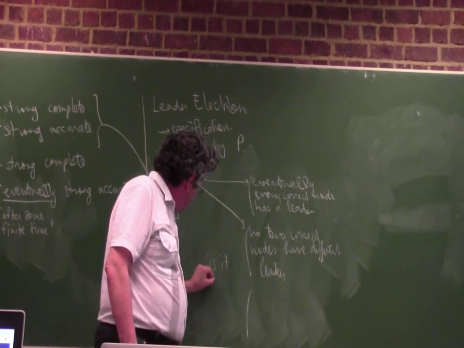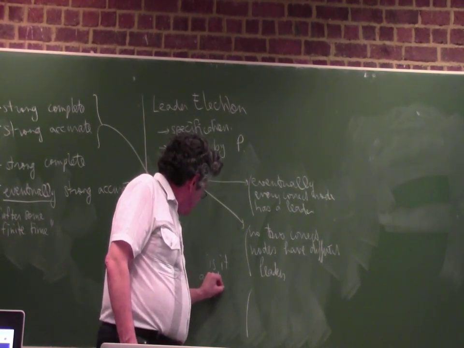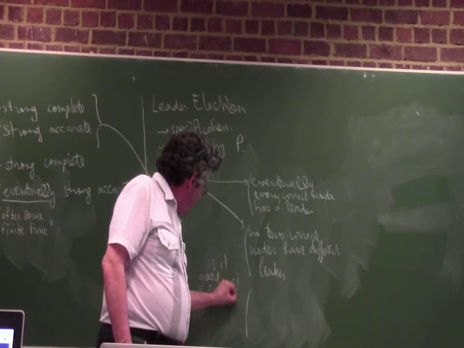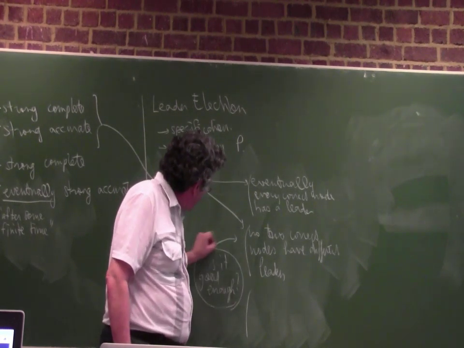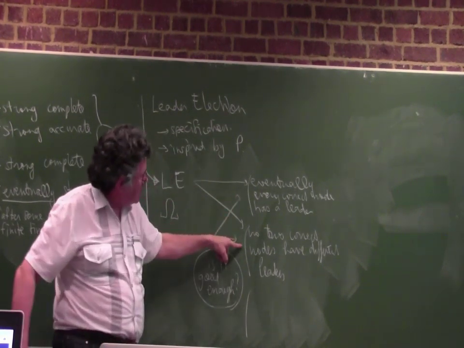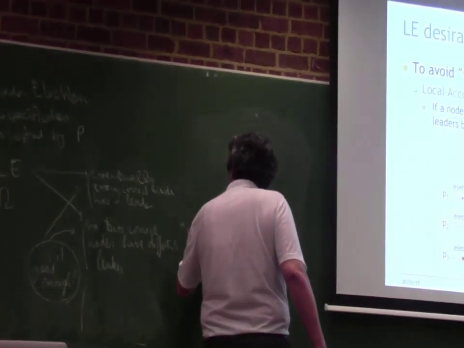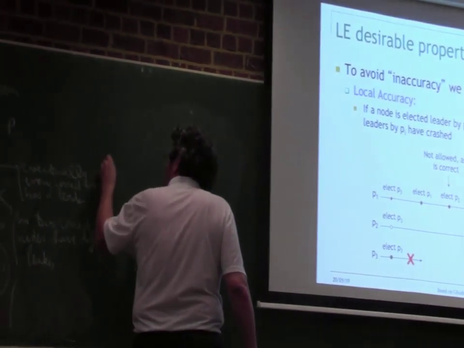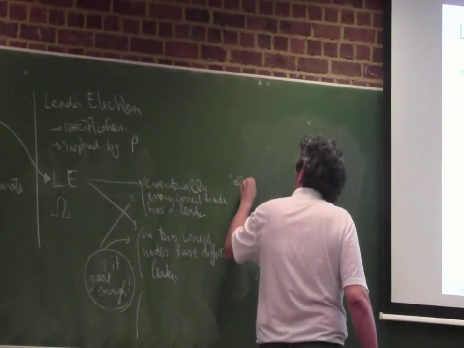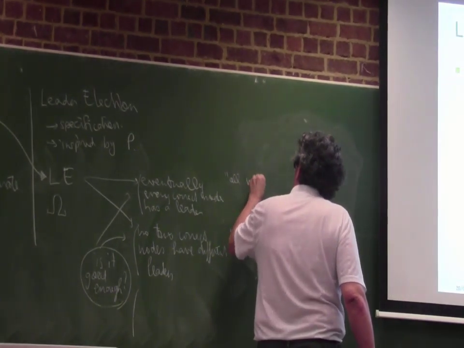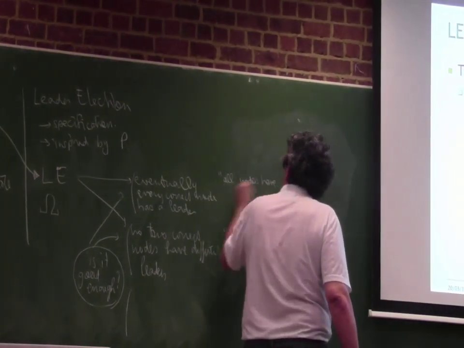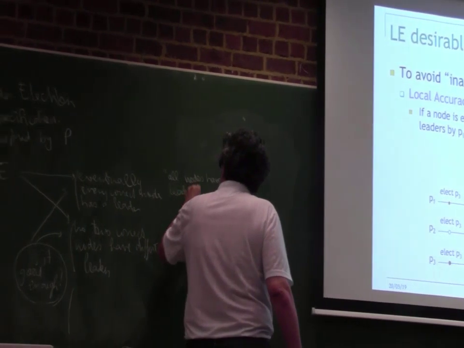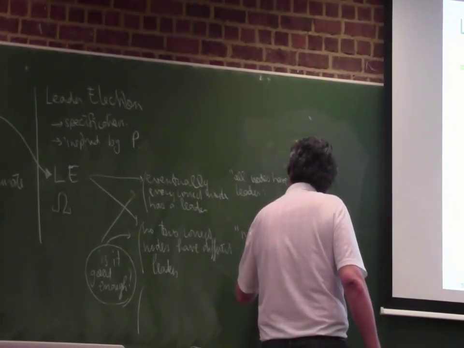Is it good enough? Is it behaving exactly like we want? I mean, the second condition is basically saying no mistakes. That's what we want. We want no mistakes. And we want all nodes to always know a leader. All nodes have a leader. And here we have no mistakes. Basically, it means they have the same leader.